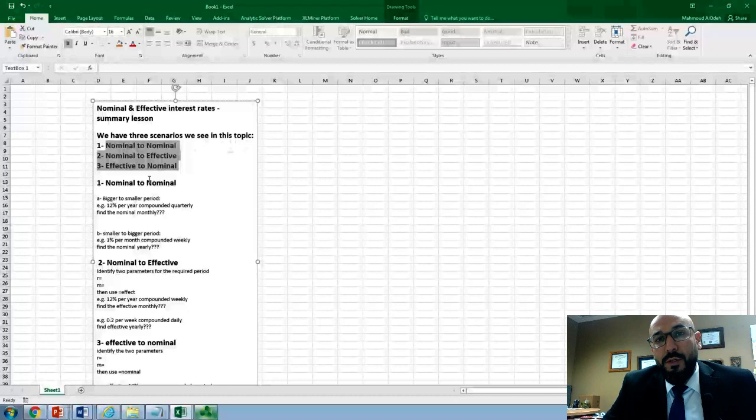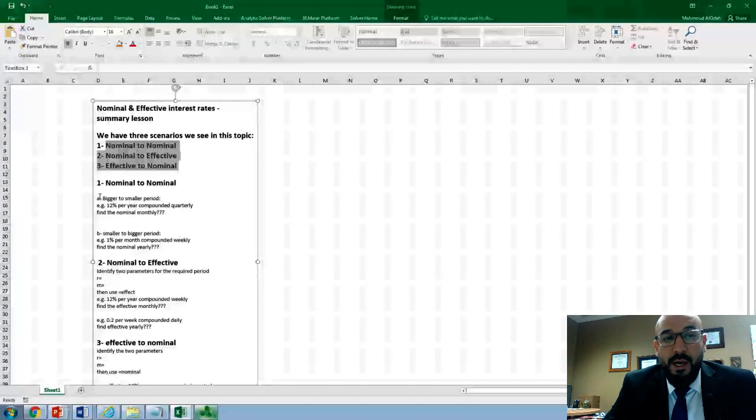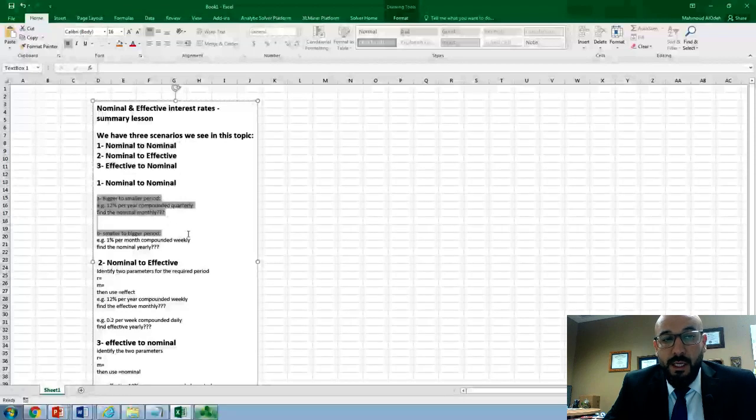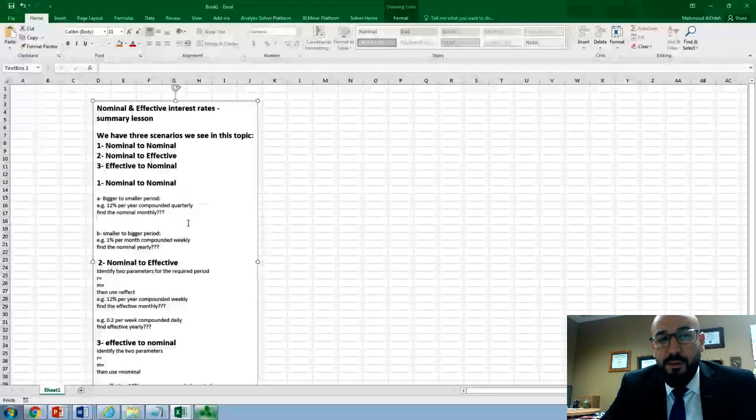So if we're going to do nominal to nominal, we have two subcases. Case A, bigger period to smaller period. For example, if we have 12% per year compounded quarterly, find the nominal monthly. So we're going from yearly to monthly.